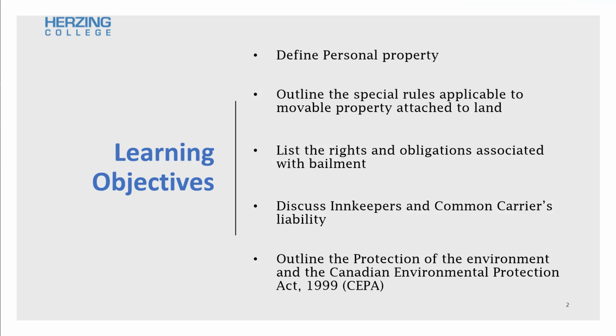Learning objectives here are pretty much the same as part 1, but we're going to go into different things about personal property, rights and obligations associated with bailment. That's a word that you really need to know. We're going to look at innkeepers and also look at the outline of the protection of the environment here in Canada. So here we go.